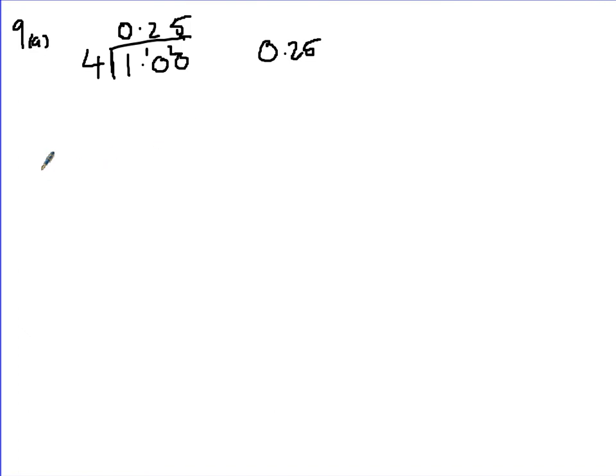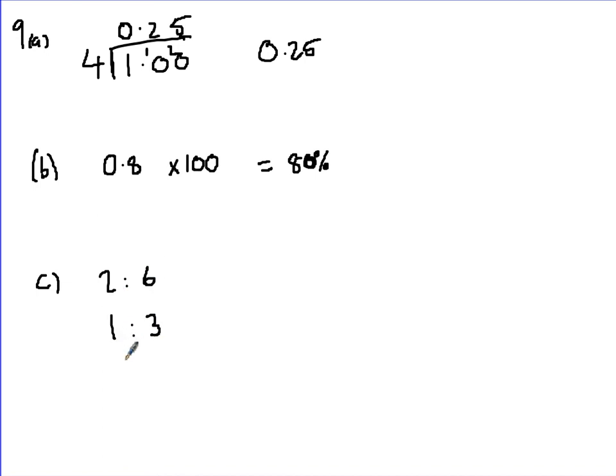0.25. Part B. Write 0.8 as a percentage. So 0.8, percentage is per 100. So if we just times that by 100, then it will give us our percentage. So it moves twice up, so it ends up being 80%. Write this ratio in its simplest form. Think of it as a fraction. What do you do with 2 over 6? Well, you'd half it. So all you do is half both numbers, and it gives you 1 to 3.